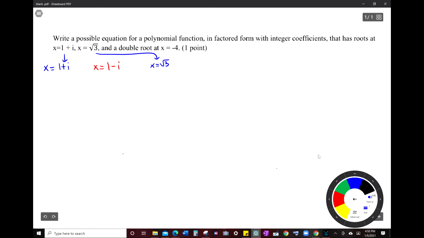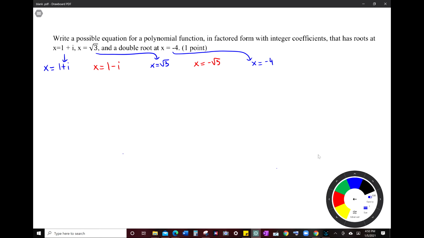Okay, and then from x equals square root 3, even though I'm not given that, I also figured out there is another one, x equals negative square root 3. And the next one, I have a double root at x equals negative 4. So I have x equals negative 4. And how we deal with double roots, we will get to in the next step.